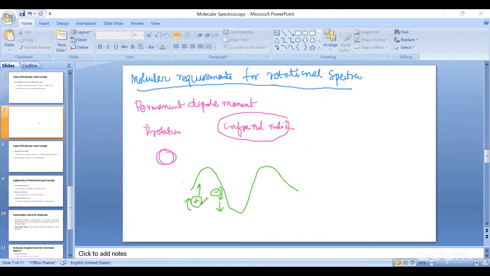So now suppose the frequency of radiation is consistent with that of the molecular rotation, then after half a cycle, the next half cycle will be in this manner.